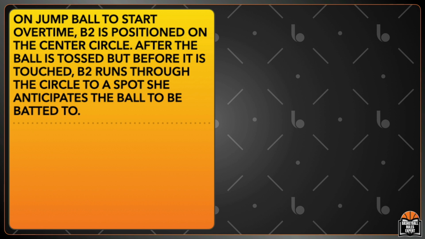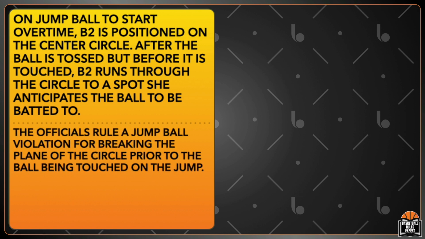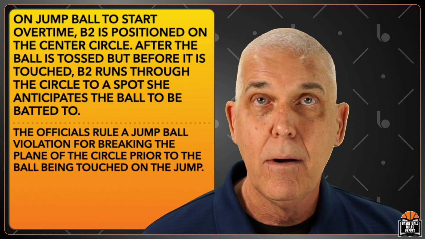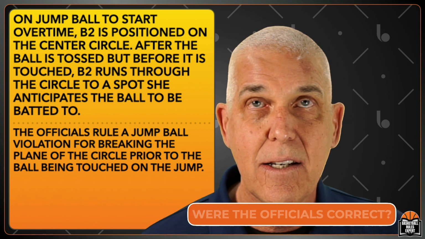On a jump ball to start overtime, B2 is positioned on the center circle. After the ball is tossed, but before it is touched, B2 runs through the circle to a spot she anticipates the ball to be batted to. The officials rule a jump ball violation for breaking the plane of the circle prior to the ball being touched on the jump. Were the officials correct?